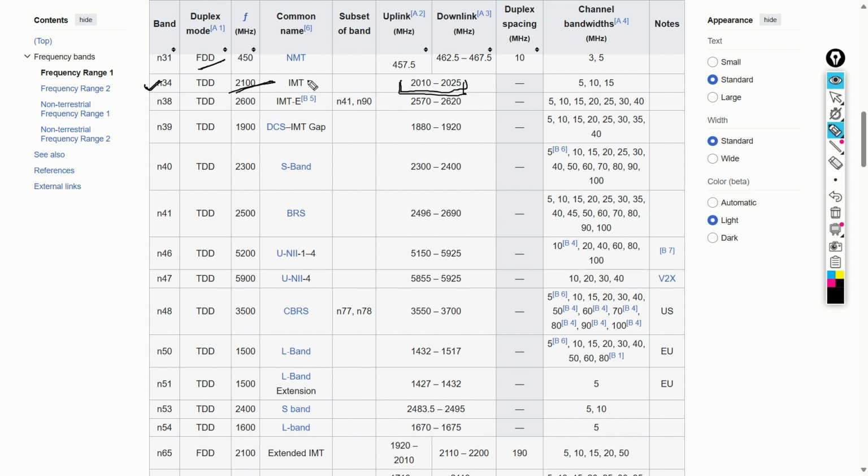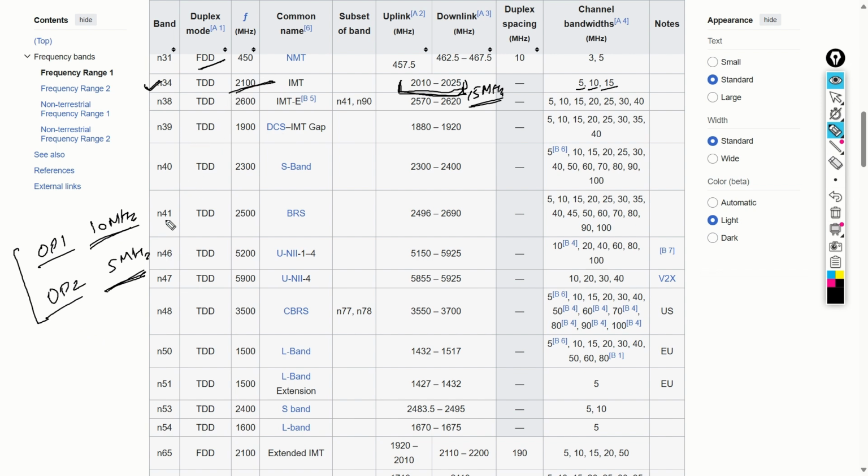In the TDD 2100 band, if it is available, how much is it? 2010 to 2025. It means a total of 15 megahertz of bandwidth is available. Out of this 15 megahertz, different operators can bid for different frequency ranges. Maybe operator 1 will say I will have 10 megahertz of bandwidth for this TDD frequency range, and operator 2 will say I want 5 megahertz, but we have a limitation here that we have a total of 15 megahertz. So if two operators have already opted for 10 megahertz and 5 megahertz, it means the total 15 megahertz is already done, and the third operator will not get any frequency range out of this 2100 band.